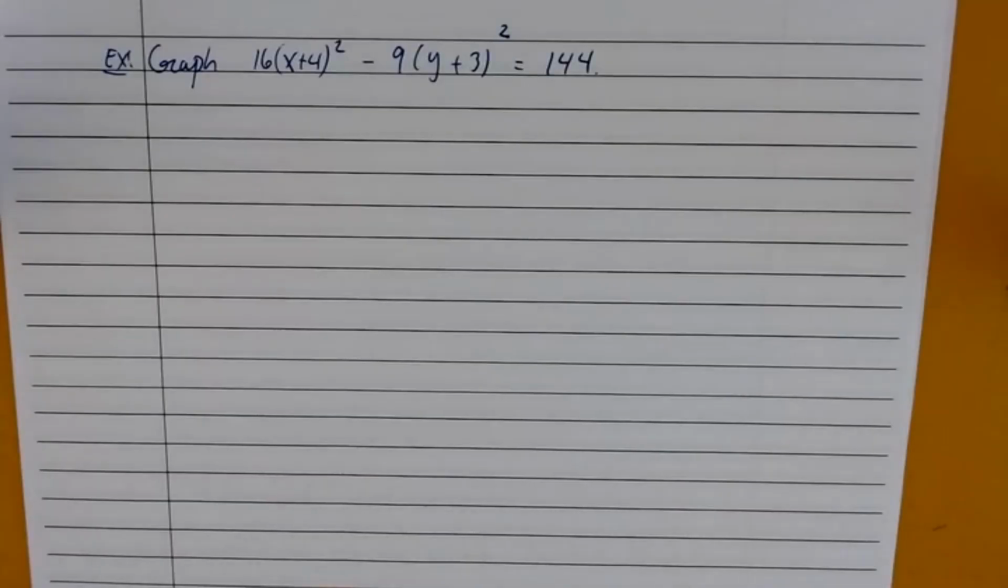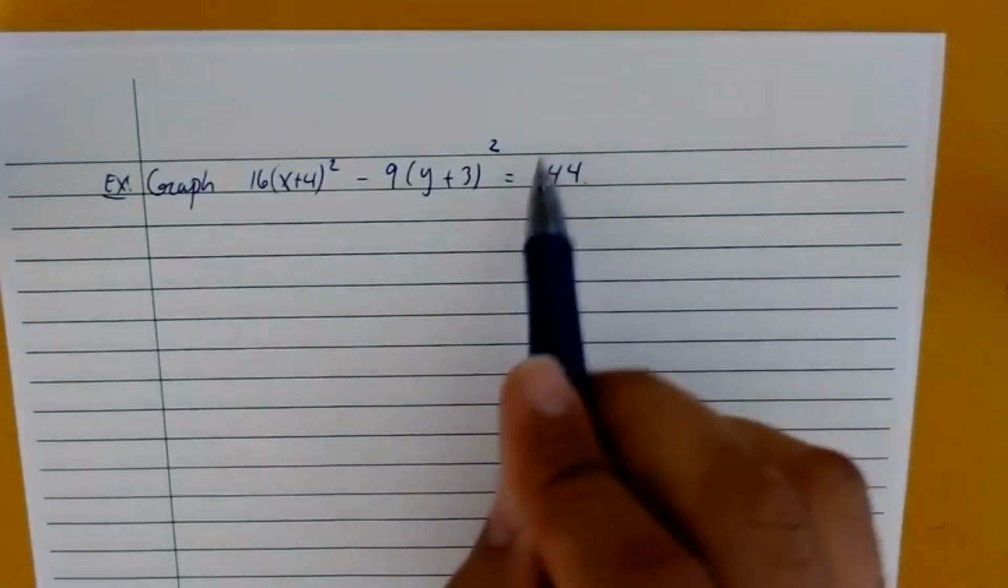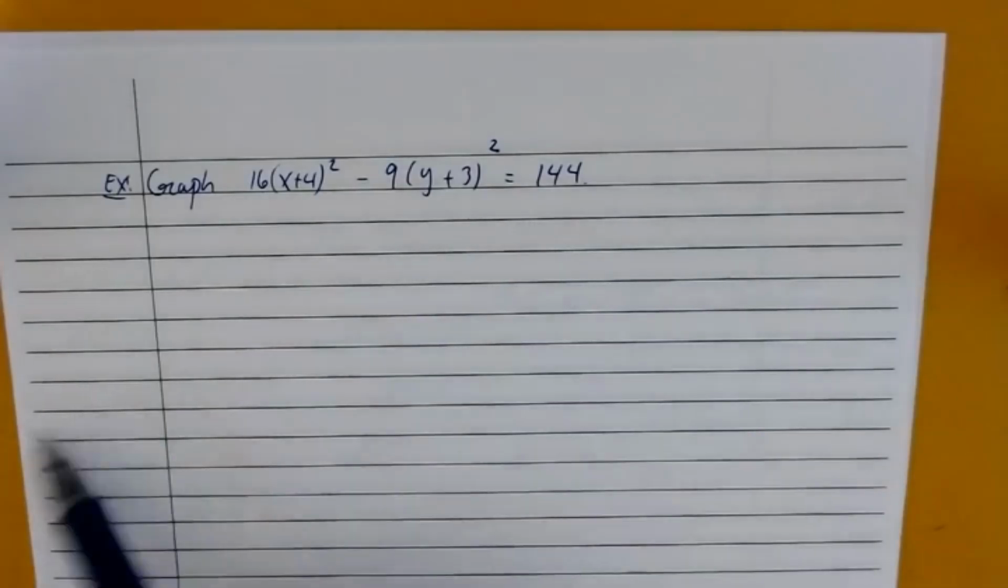Go ahead and pause the video. Take the time that you need. And once you're done, you go ahead and unpause and we can go through it together. All right, so let's begin. First of all, we want to make this equal to 1, so we divide everything by 144.